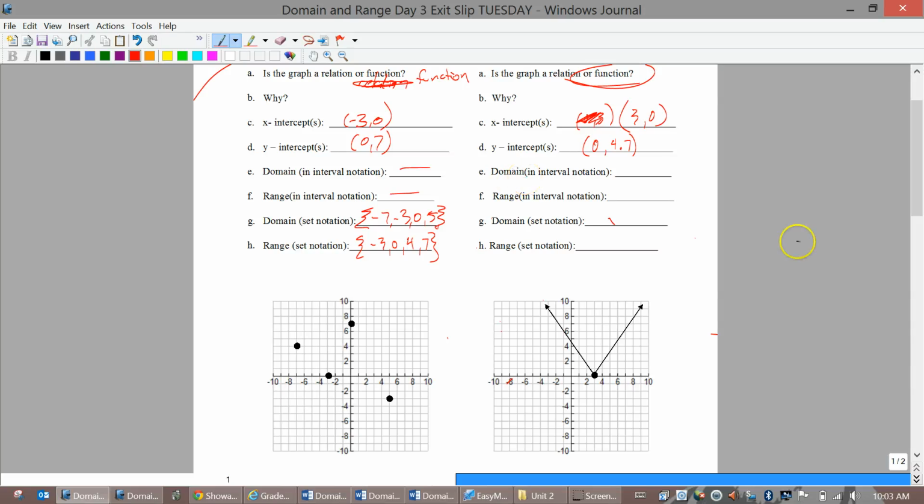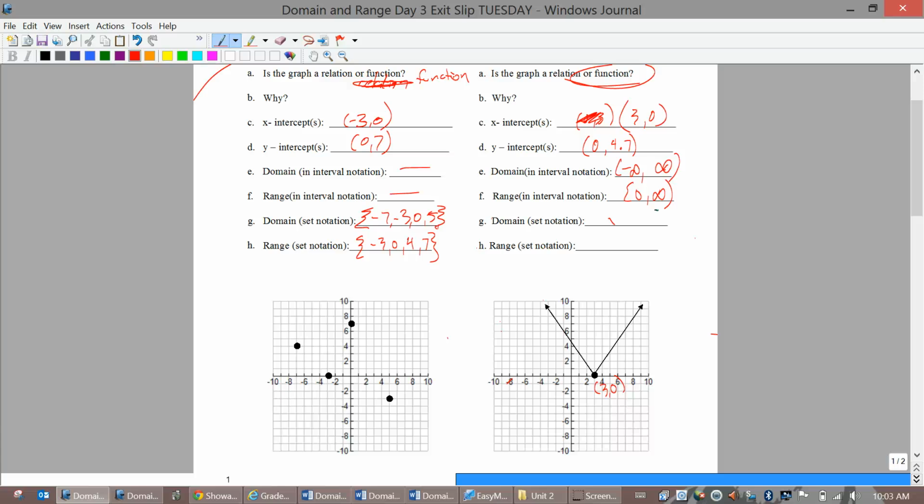Domain, interval notation. The furthest to the left goes forever. Furthest to the right goes forever. Range, the lowest it goes, the y-coordinate of the lowest point is 0. So it goes from 0 to forever. It's a bracket because we actually get to 0. It's a parenthesis at infinity because we can never get to infinity. We keep going and beyond.